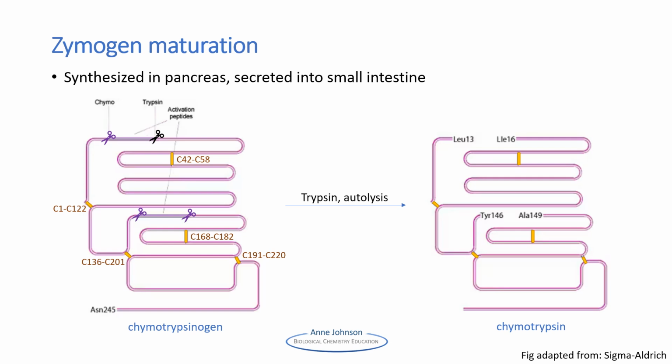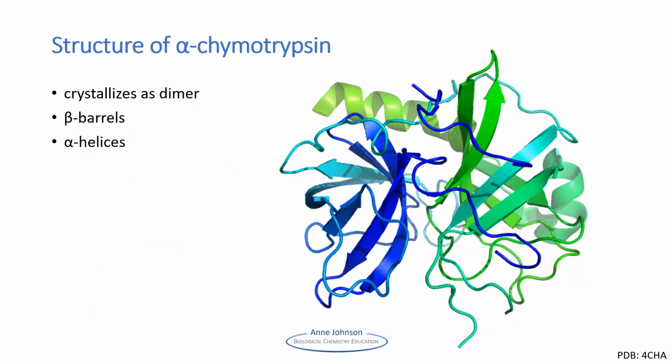The mature or active enzyme has 3 chains. The A chain, residues 1 to 13, is 13 residues long. The B chain, residues 16 to 146, is 131 residues long. And the C chain, residues 149 to 245, is 97 residues long. Although alpha chymotrypsin is a monomer in solution, it crystallizes as a dimer. In this view of the enzyme, you are seeing just a monomeric unit.